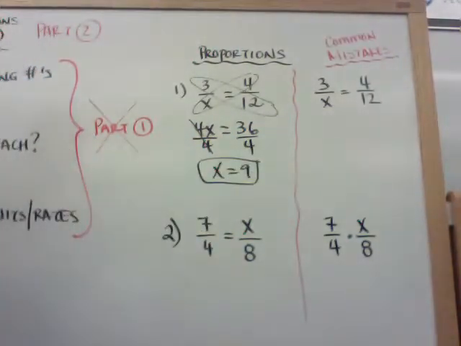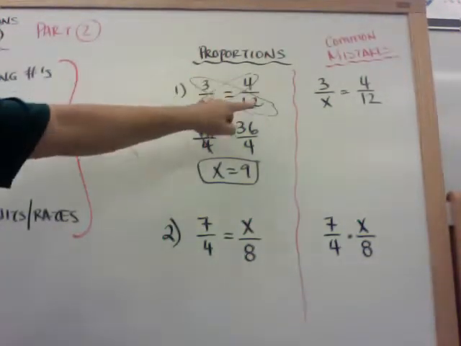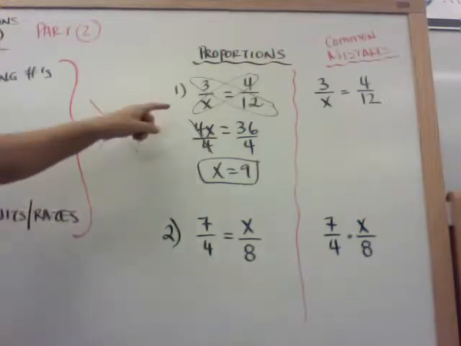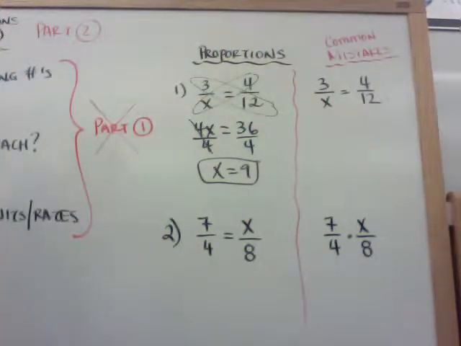And what this is saying is, if I put the 9 in for x, 3 over 9 is equal to 4 over 12. And it's actually true if you think about it, because 3 over 9 is 1/3. 4 over 12 also simplifies to 1/3.